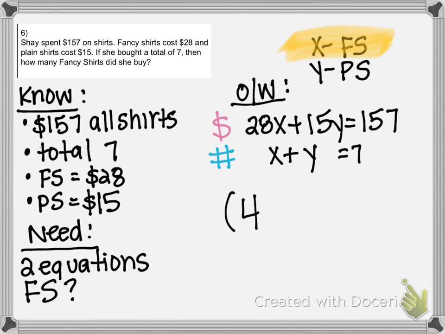So I have 4, 3, but we're solving for fancy. So fancy is going to be 4. If you were typing this in as your answer choice, you would only type in the number 4, and that's it. You wouldn't type X equals 4, just the number 4.